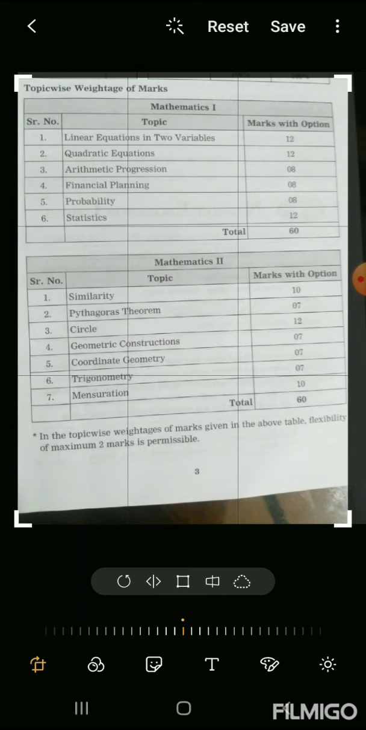Do you understand the weightages of Maths 1 and Maths 2? If you understand these weightages, then you have to study as per the weightage. Tomorrow we will start Maths 1 topic number 1, that is linear equation in two variables.